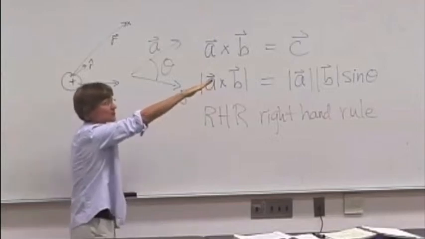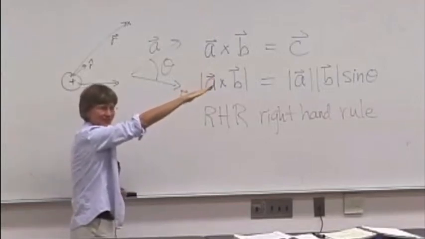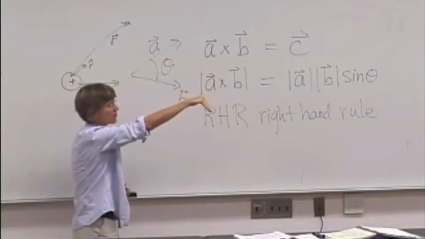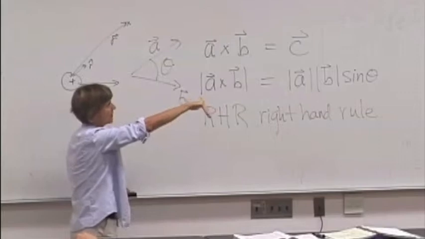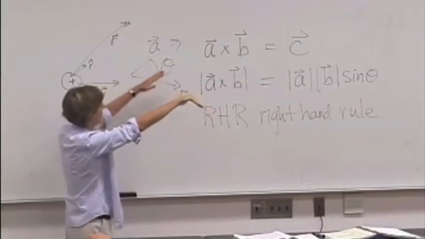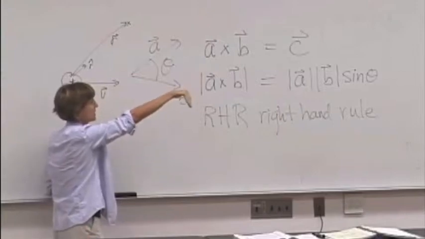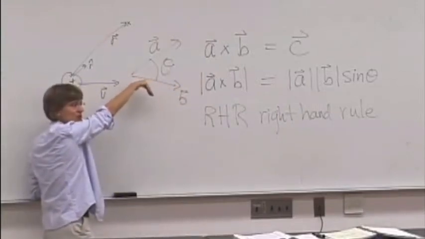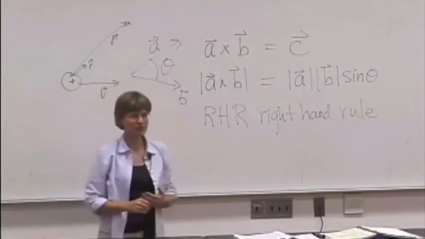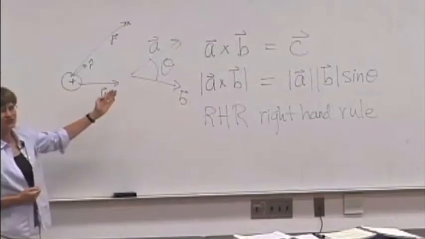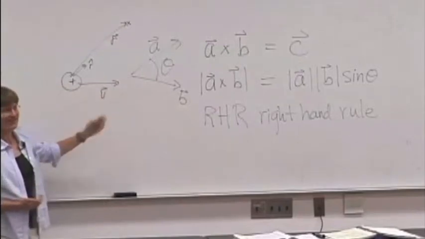So you put your fingers in the direction of the first vector, and then you curl your fingers through the angle theta toward the second vector, and your thumb sticks out in the direction of the cross product. So in the way we've got A and B here, A cross B, the cross product would be into the board. So 3 dimensions.